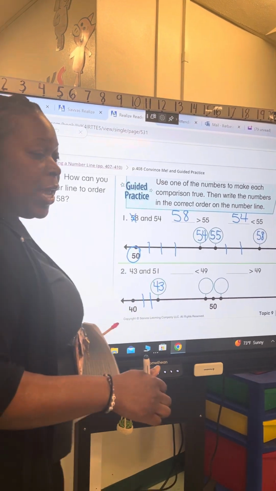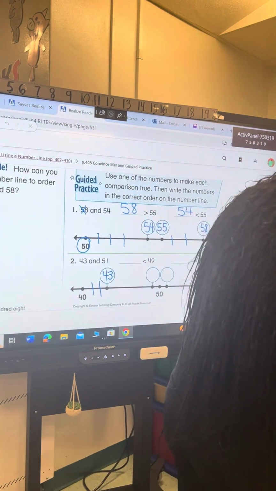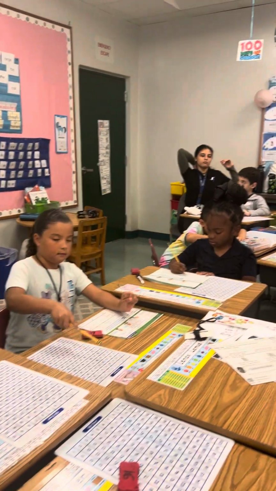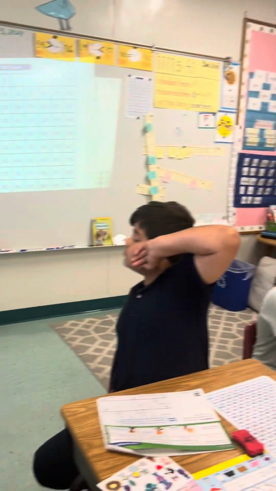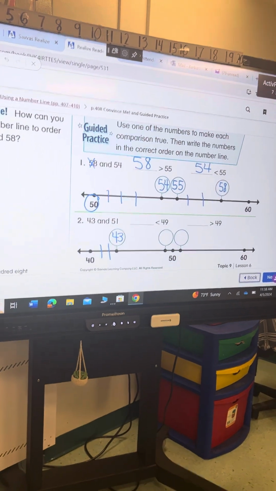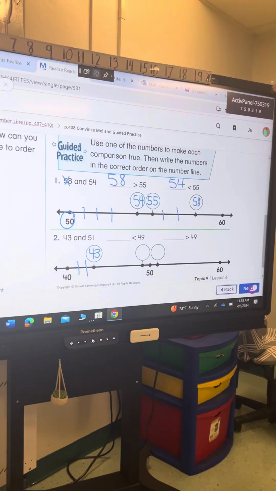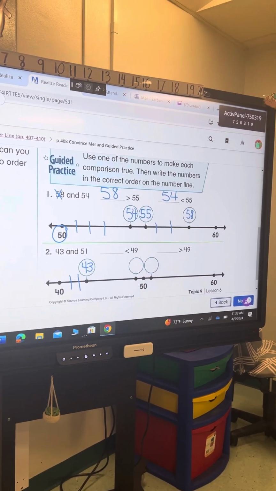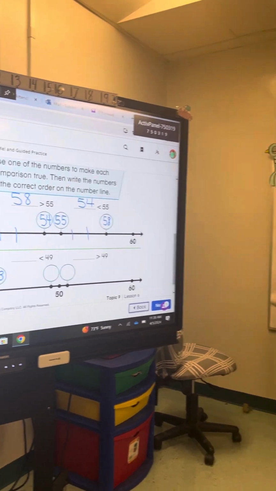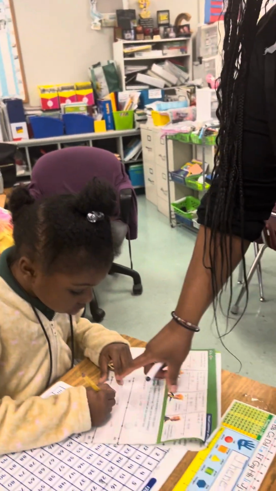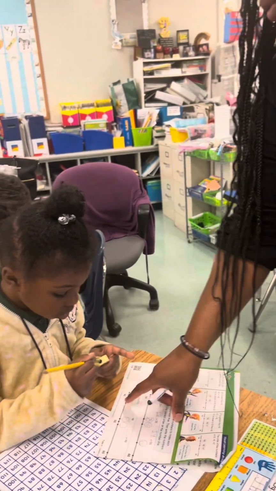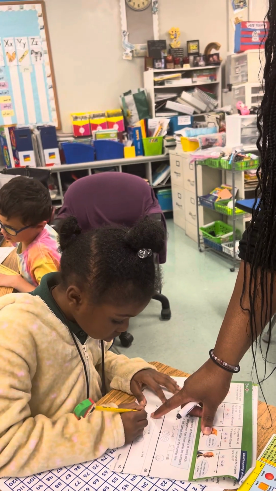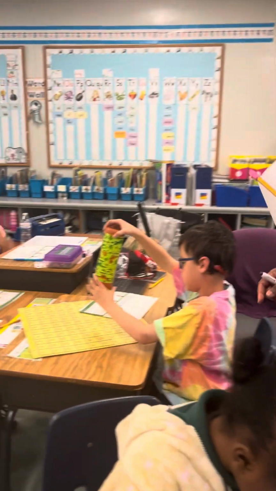Also, 43 on your hundreds chart is right here. So you can find it on your hundreds chart. You also see it on your paper. Did everybody write number 43? Yeah. Erase this. Remember 40, 41, 42. The next number will be 43. You're putting it right there. Did you put it there?